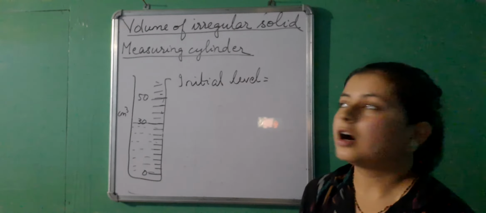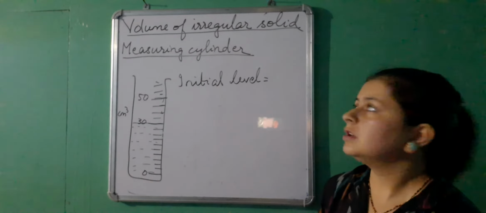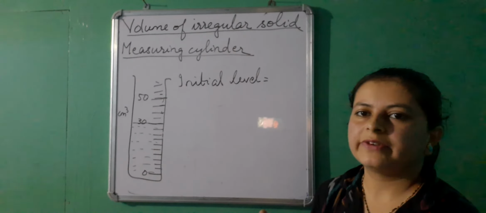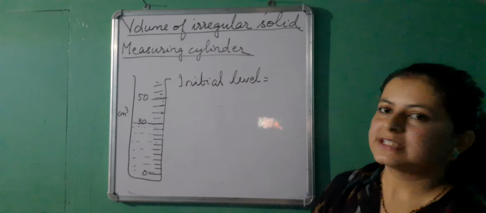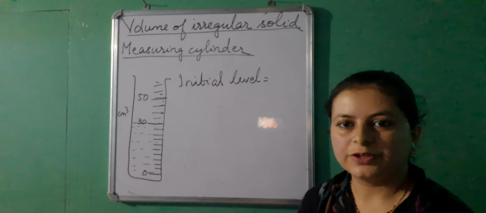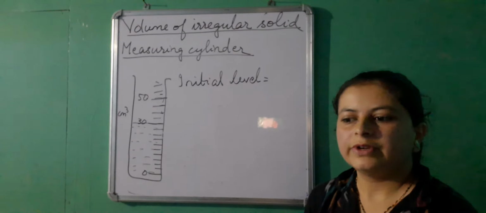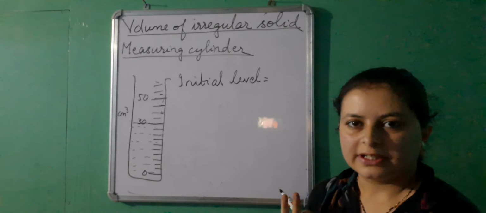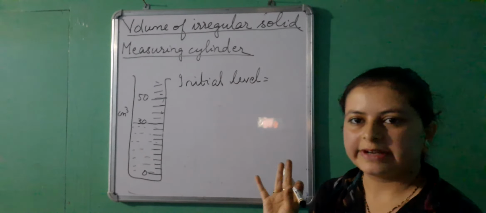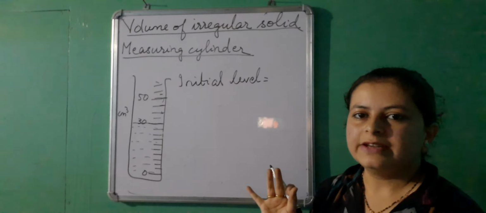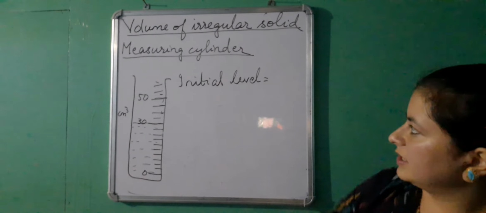Let's see now how the volume of an irregular solid can be measured. The instrument or the device used is a measuring cylinder. Alright, if it was a regular solid like a cube or a cylinder, then we would have easily applied the formula and calculated the volume. But since it is an irregular one, say a stone, the volume cannot be measured using any formula. So we have to use a measuring cylinder.